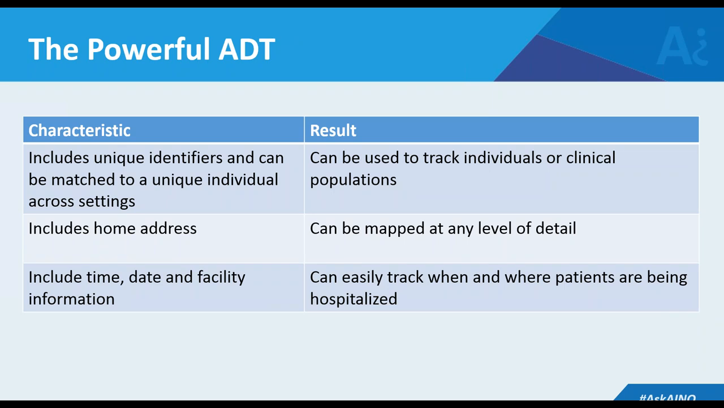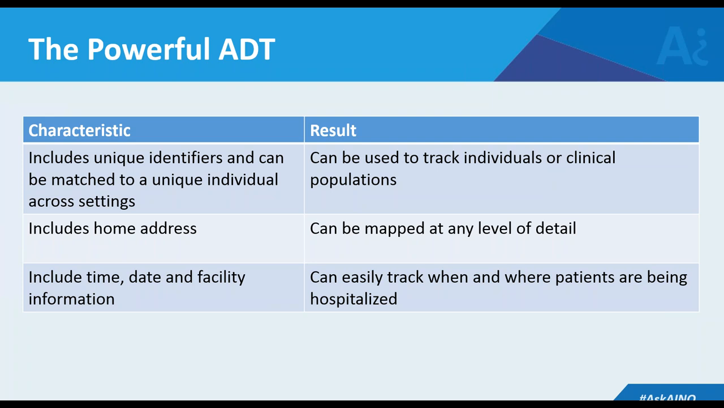So what does the ADT make possible? Because there are unique identifiers that can be matched to an individual across different settings, ADTs can be used to track individuals or clinical populations. For example, if I'm in one emergency department one day and another the next day, and both of them are sending an ADT to a common place, someone can recognize, wait a second, there's a patient who's been in both places. And that is enormously valuable without having to do the full query portal for health information exchange. You can know very quickly just with ADTs where people are across your system and with what frequency.